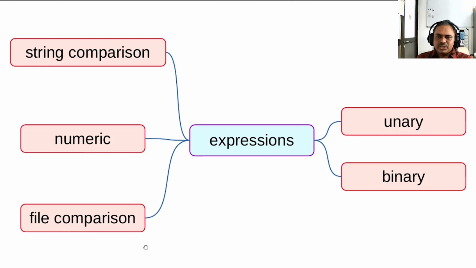Now the expressions that we have mentioned, which will come within the parenthesis, are also of different types. There are unary expressions and binary expressions. So unary expression, as in there will be a minus sign, a hyphen followed by a single character, and then there is only one argument that will be tested against. Binary expression would mean there are two arguments, and then you are doing some comparison between those two arguments. And these comparisons can be either string comparison, or numeric comparison, or file comparison.